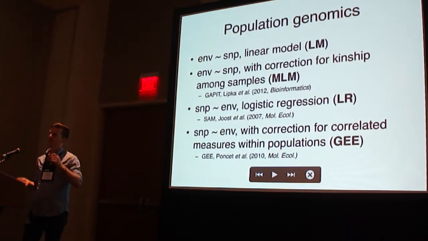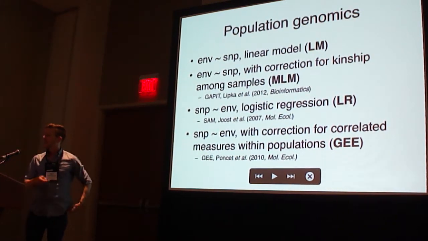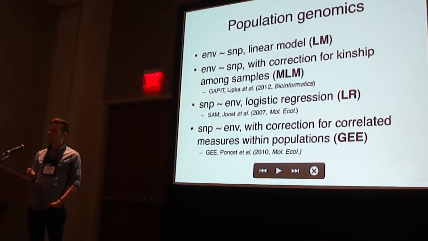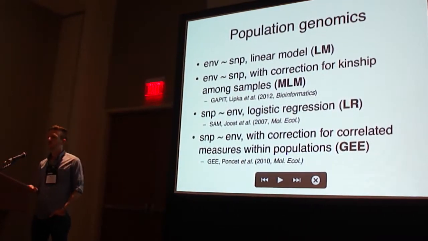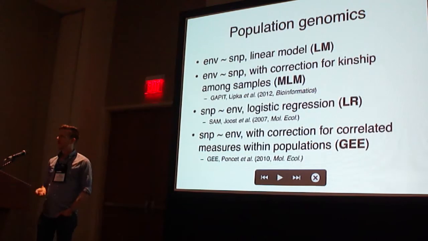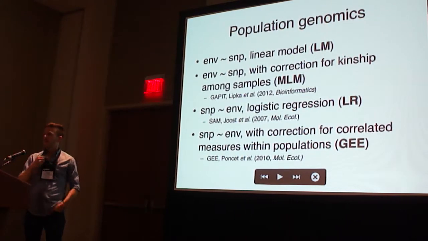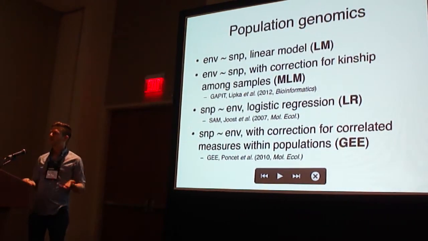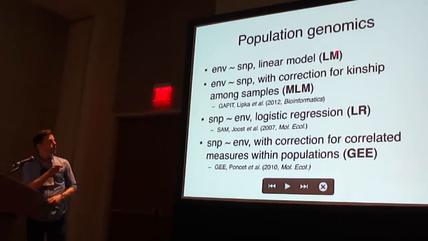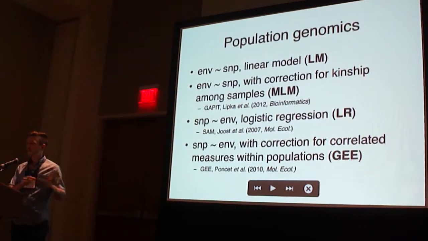Then there are methods that flip this implied causal relationship in the regression model and fit the SNP genotype as a function of the environment in a logistic regression model. This was described by Joost et al. in a 2007 Molecular Ecology paper. And there's a variant on that approach, based on what are called generalized estimating equations, that can again account for confounding variation across populations, and this is GEE. So these are the four methods I'm going to take a look at, and I'll be using these two- and three-letter codes to indicate them throughout the talk.